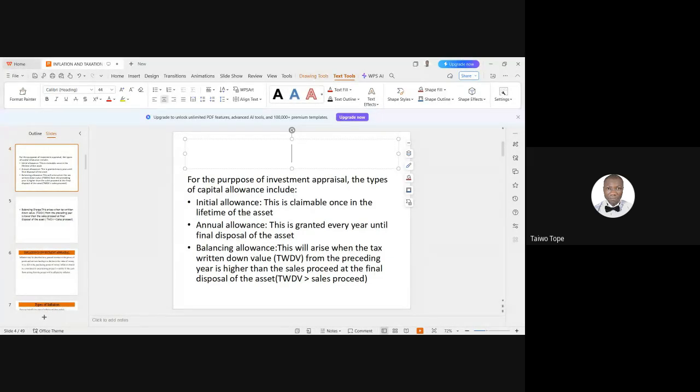And we talked about the balancing allowance, that this will arise when the tax written down value from the preceding year, it means when the tax written down value in year one is greater than the sales proceed. Let's assume the asset will just last for 1 year. And as at the end of 1 year, you want to sell that asset.